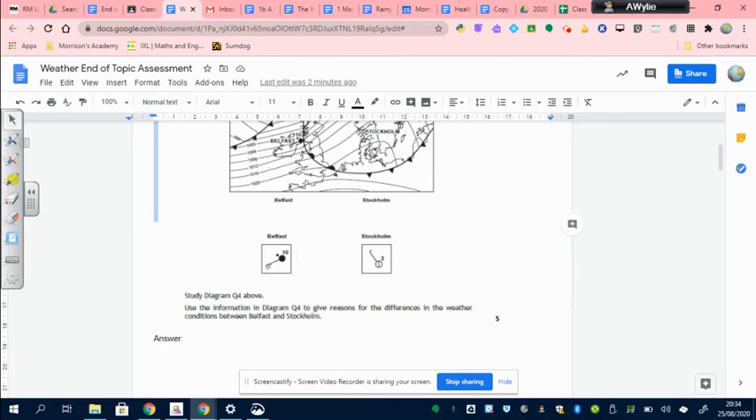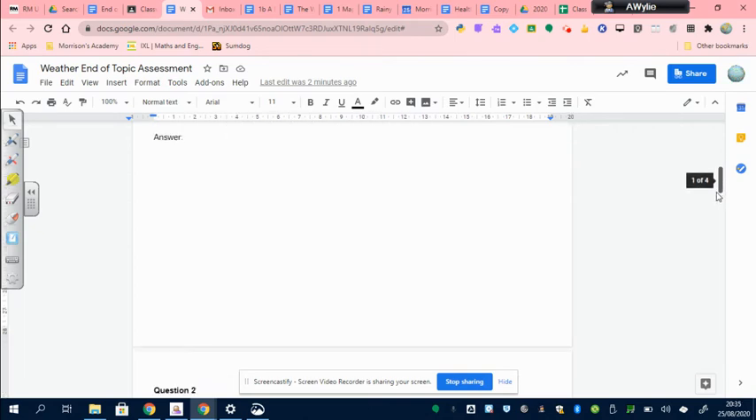So what information can we get from this weather map that might help answer that question? And you should do the other differences you see in the different parts of the weather symbol. So there's 5 marks, so you'd be looking for 5 differences if you want to get 5 marks, 5 explanations. Let's move on to question 2.